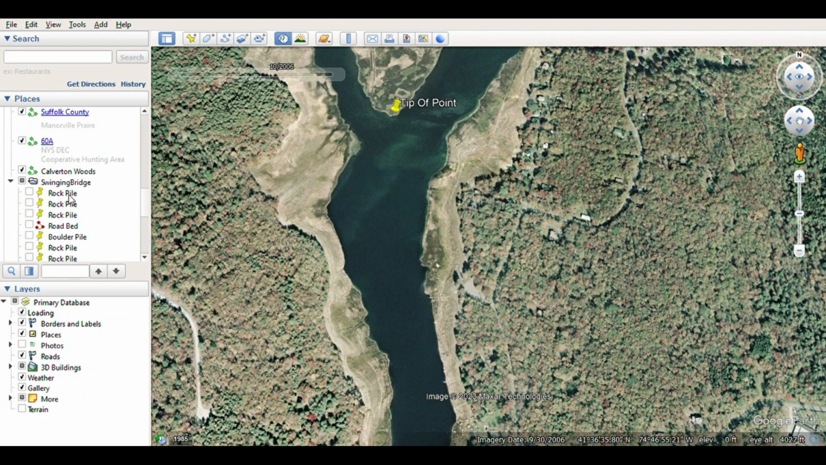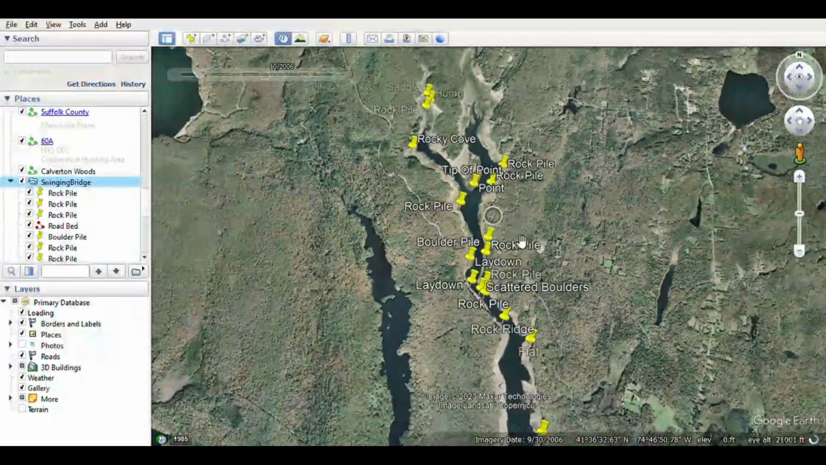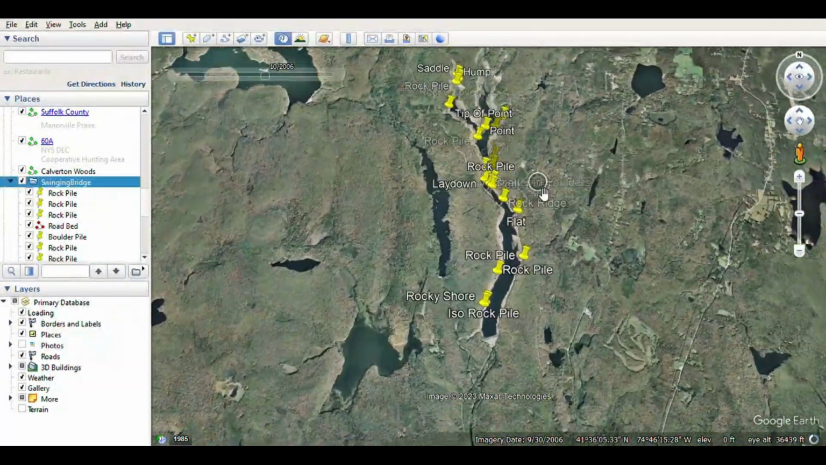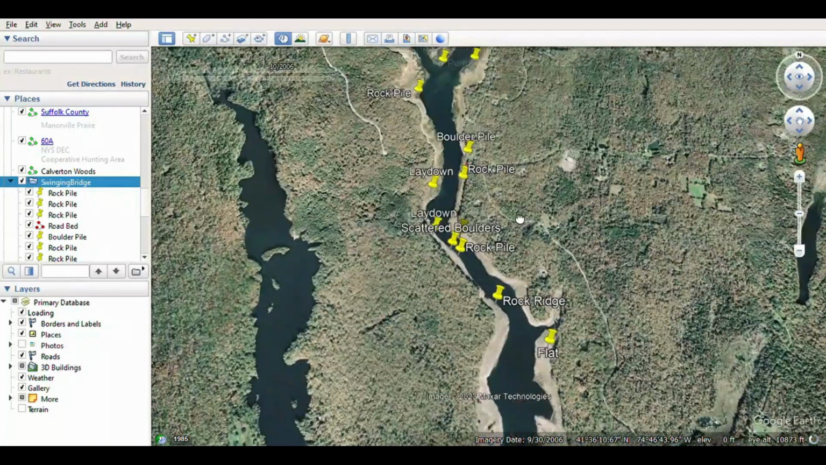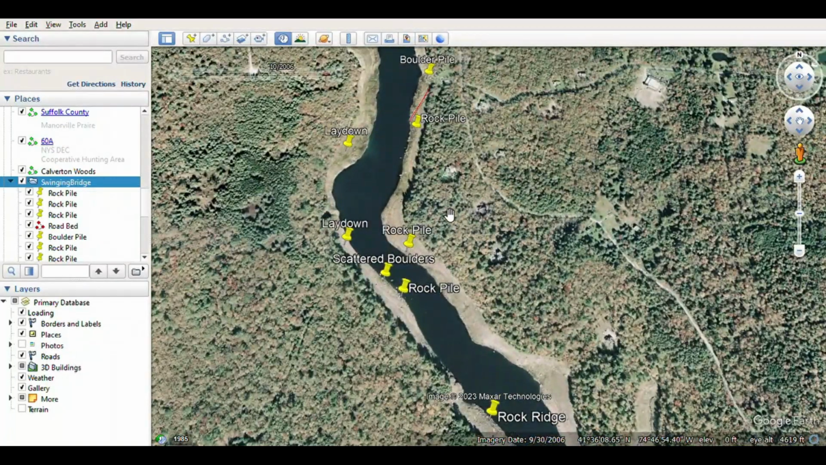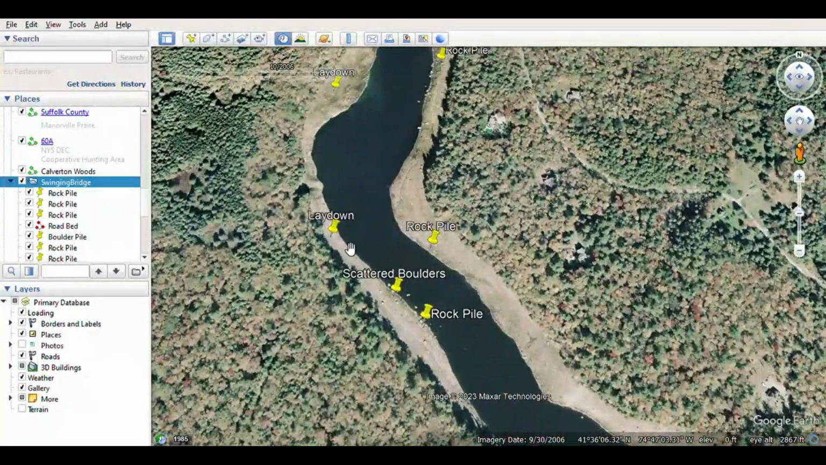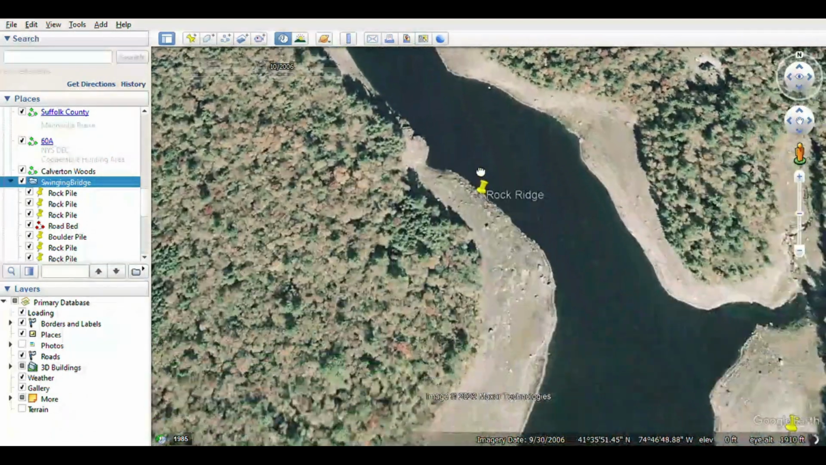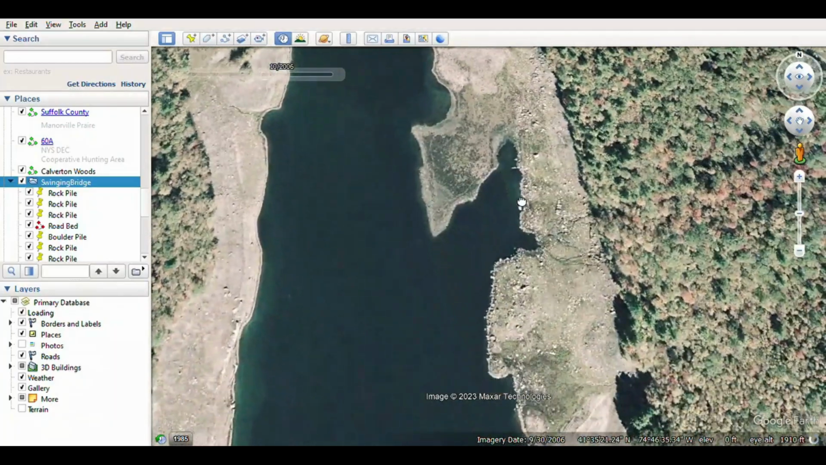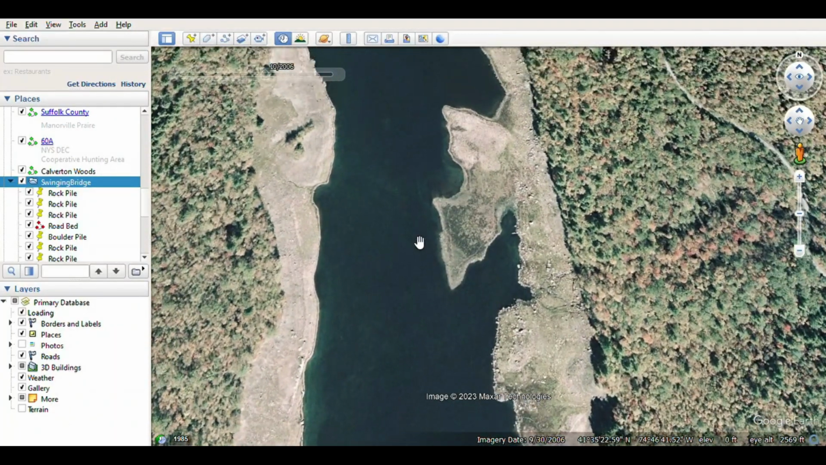So here's everything that was saved. And this is kind of an understatement because on my other computer I have way more spots marked. But this just gives you an example. Here's a laydown, scattered boulders, rock pile, rock pile. I actually had marked all of this stuff too.